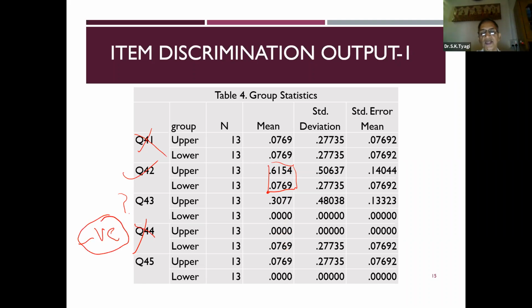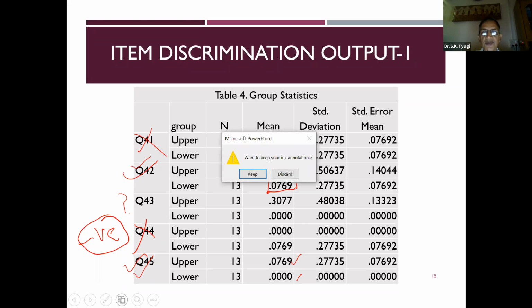This question should be rejected. Question 45 is just the reverse of this: upper group this, lower group this. So this looks like a well discriminating item. So 42 and 45, we are perfectly sure that they will discriminate well. Question 43 is doubtful, it may discriminate, it may not. Now let us see what the results of the t-test are. Now let us go to the result of the t-test.